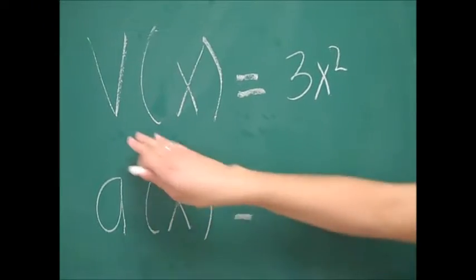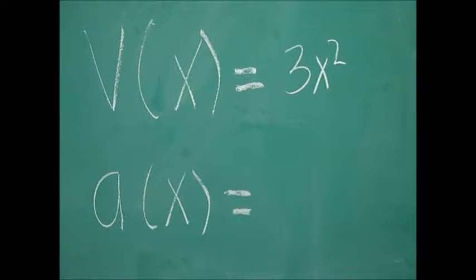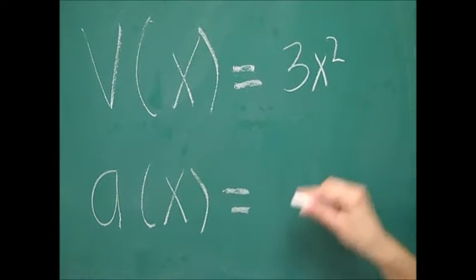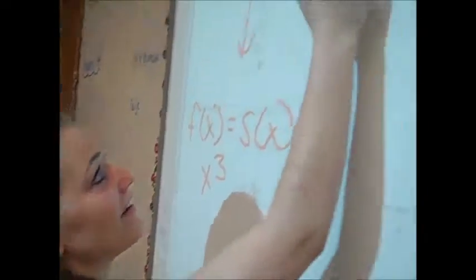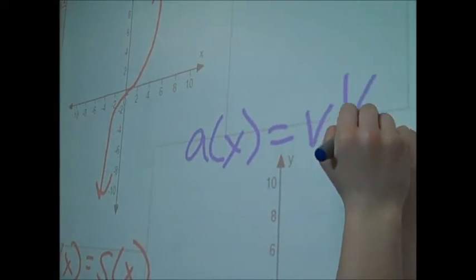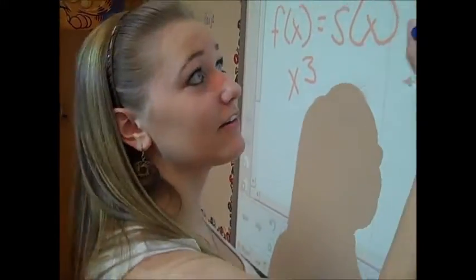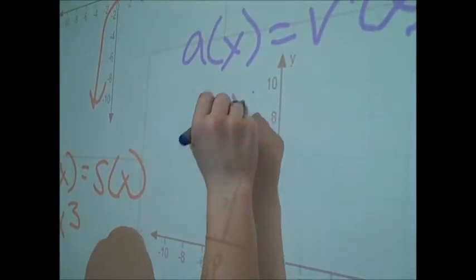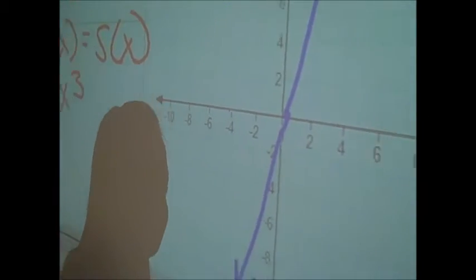The velocity being v of x equals 3x squared, the acceleration will be a of x equals 6x. So for the acceleration function, a of x is going to equal v prime of x, which will be the derivative of the 3x squared. So you're going to get 6x, and that graph will look like this.